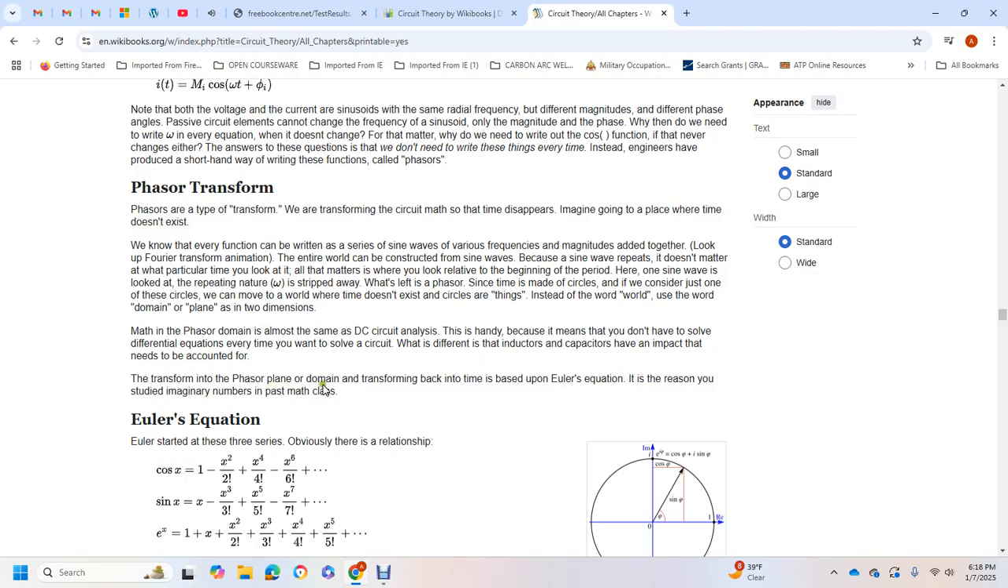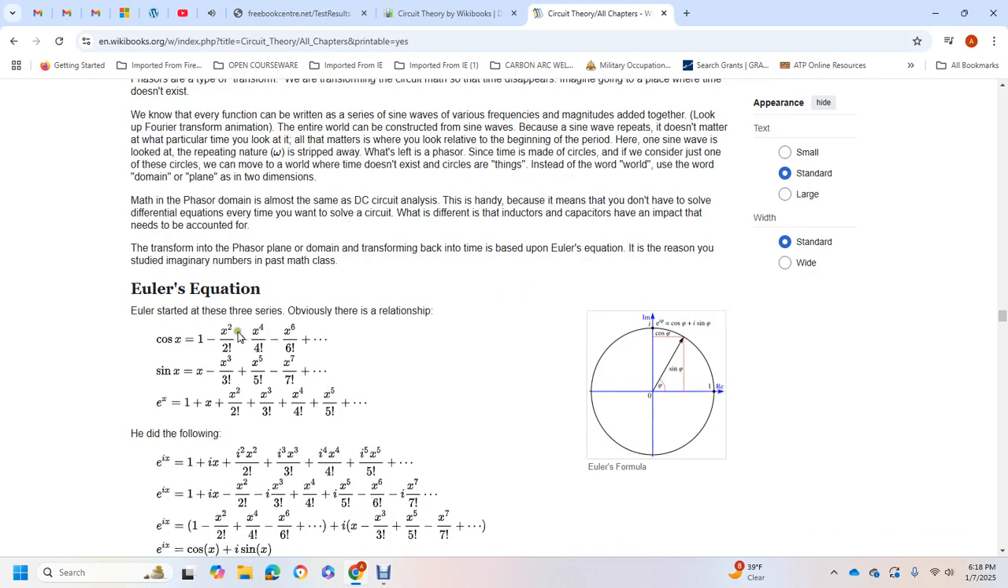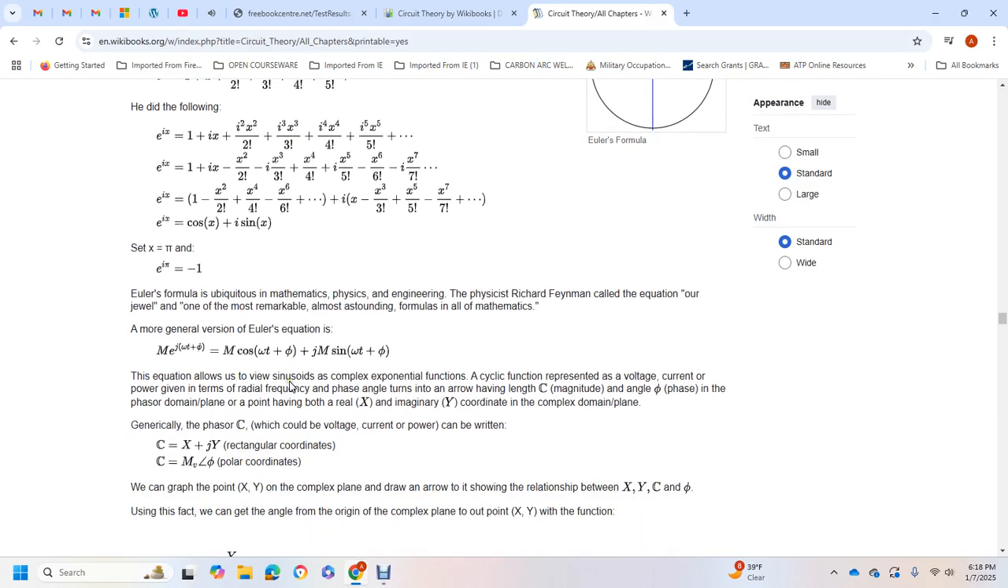This is a region for the study of complex numbers from past math classes. Euler's equation, cosine and sine, and Euler's formula are obvious in mathematics. The physicist Richard Feynman called the equation one of the most remarkable, almost outstanding formulas in all mathematics.